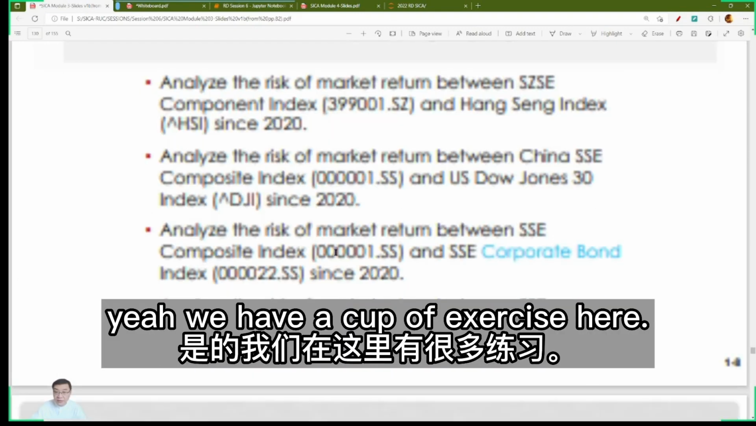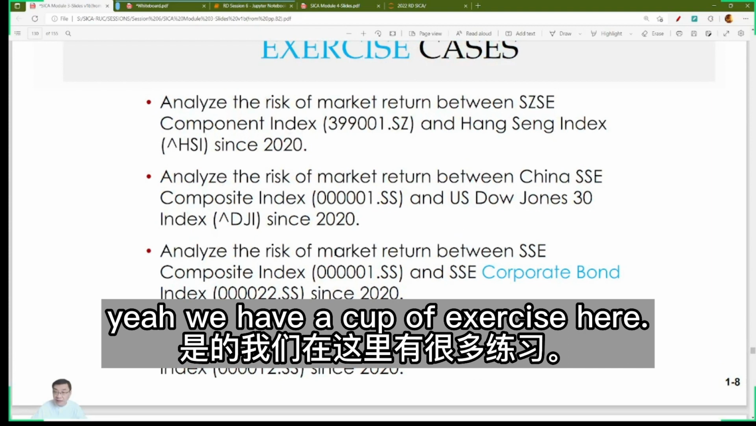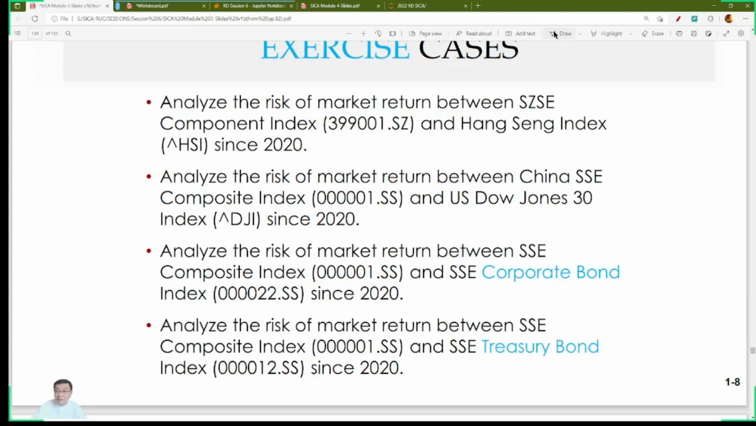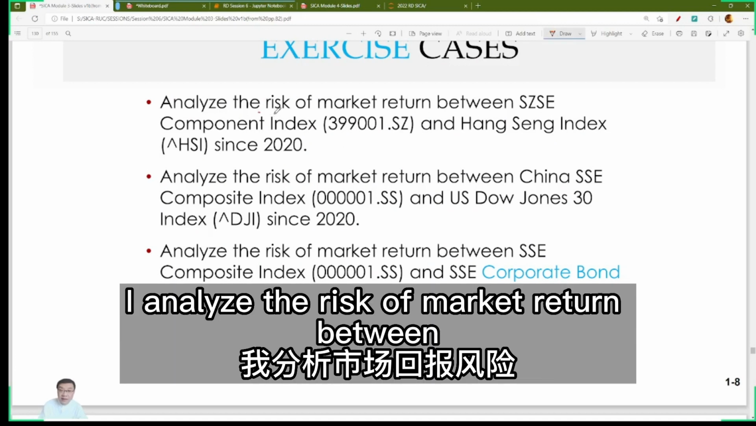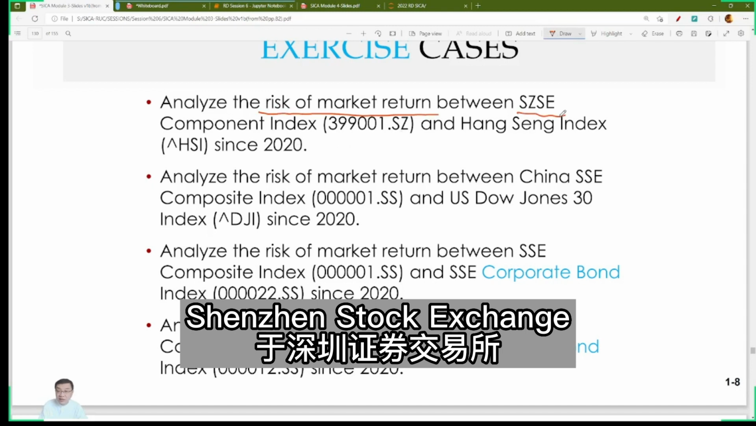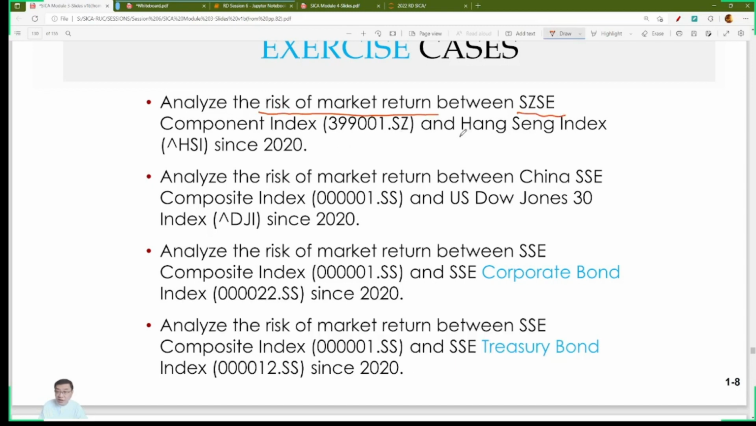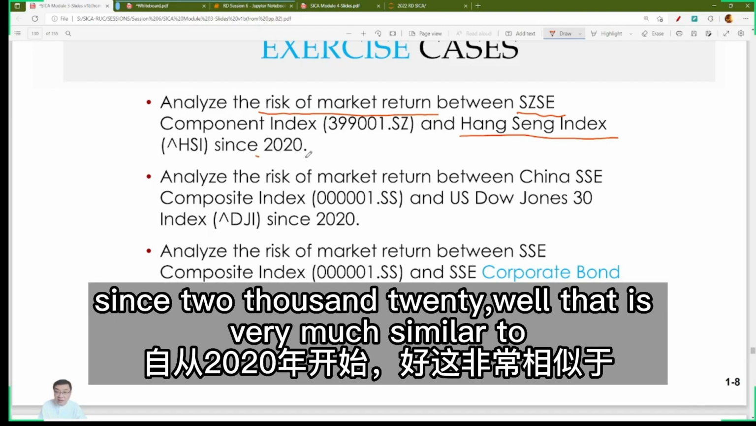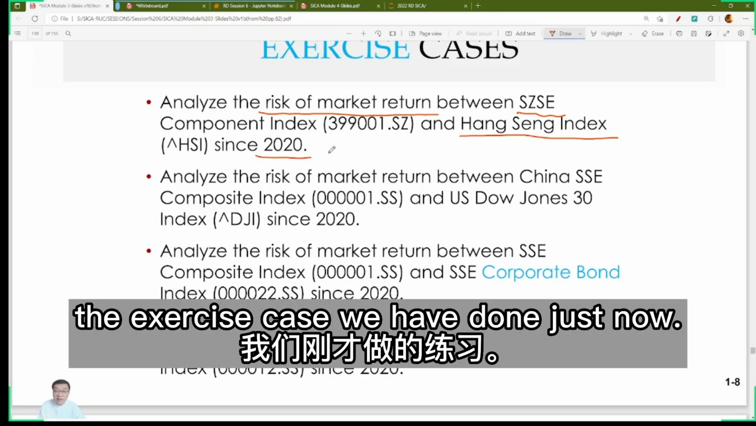Yeah, we have a couple of exercises here. Let's look at this exercise. Analyze the risk of market return between Shenzhen Stock Exchange and Hong Kong Stock Exchange by using the SZSE Component Index and Hang Seng Index since 2020. Well, that is very much similar to the exercise case we have done just now.